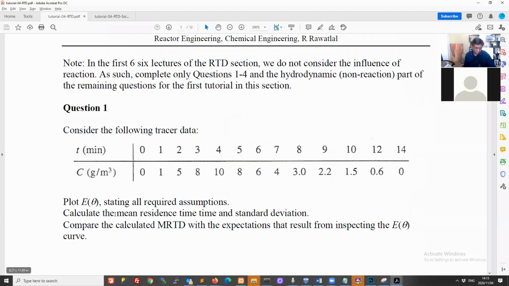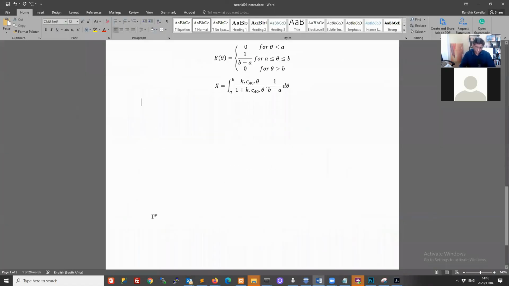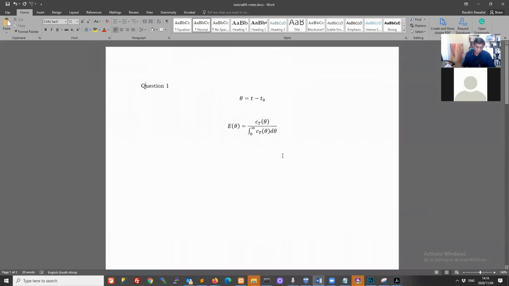The next thing is to calculate the mean residence time and standard deviation. And we actually didn't spend any time talking about this during the lectures, so let's talk about this. Mean residence time is kind of a new concept for us, right? We've met space-time. So we know that space-time, or we anticipate space-time, is the average time spent by the fluid in the reactor. So we had talked about this quantity, tau.